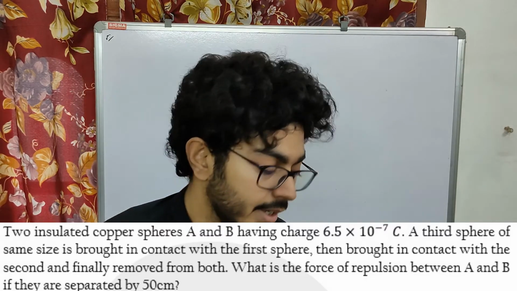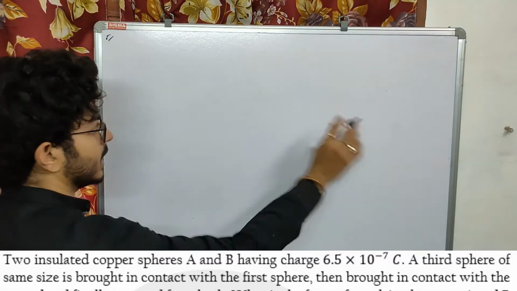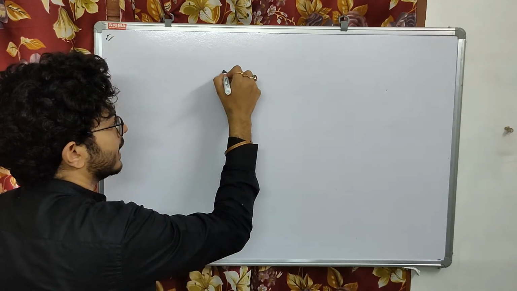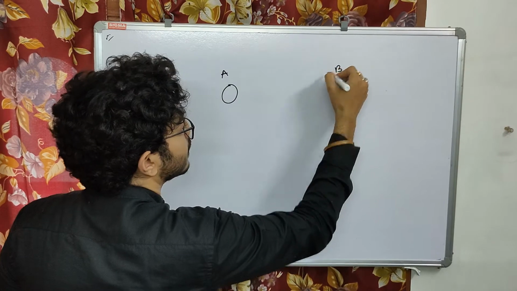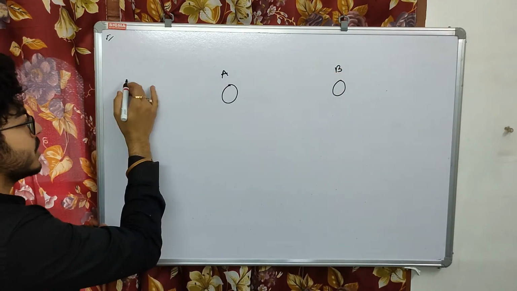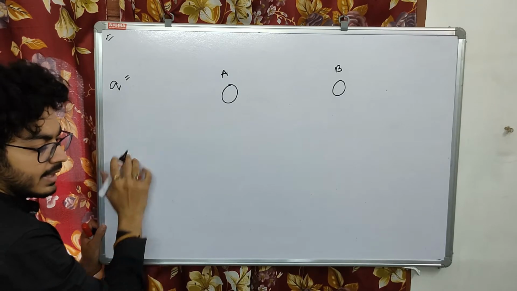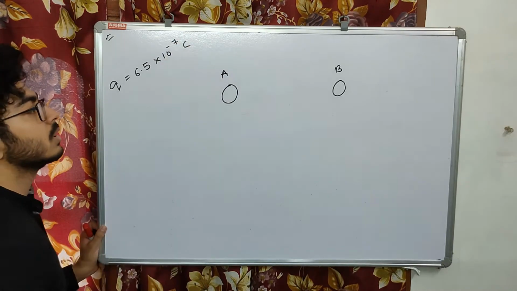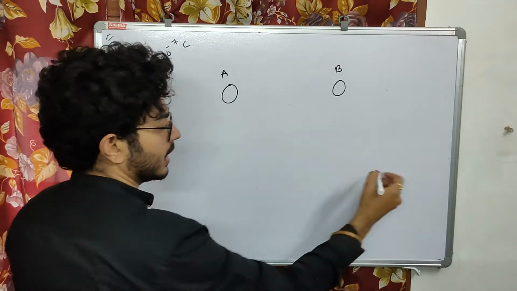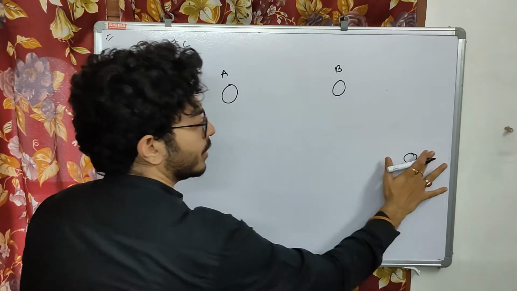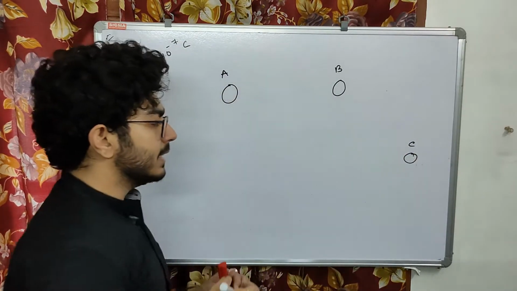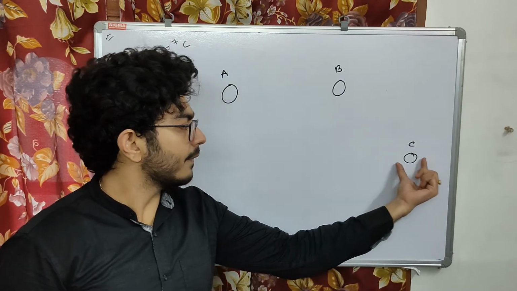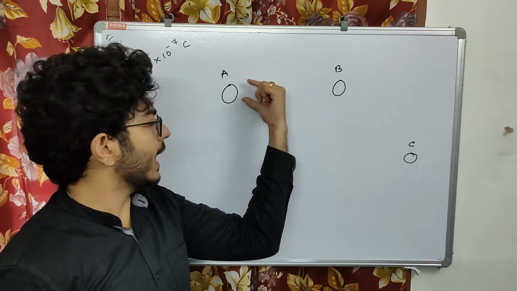So come, let us find out. This is a story of two spheres. This is sphere A and this is sphere B. How much charge are they having? The charge they are having is 6.5 into 10 to the power minus 7 coulomb. Now a third sphere, which we are naming C, is uncharged. This has been brought and touched at A.